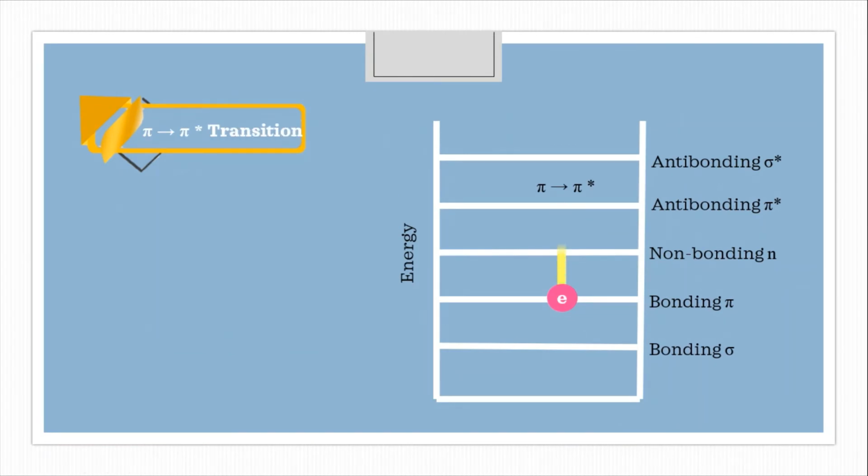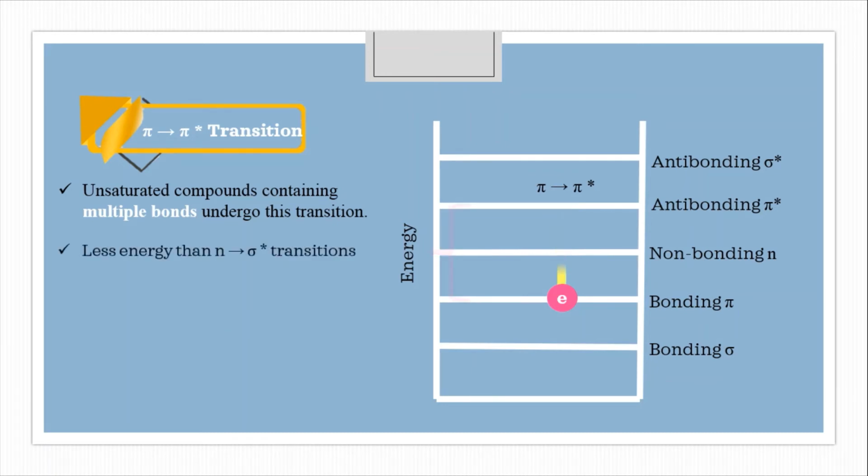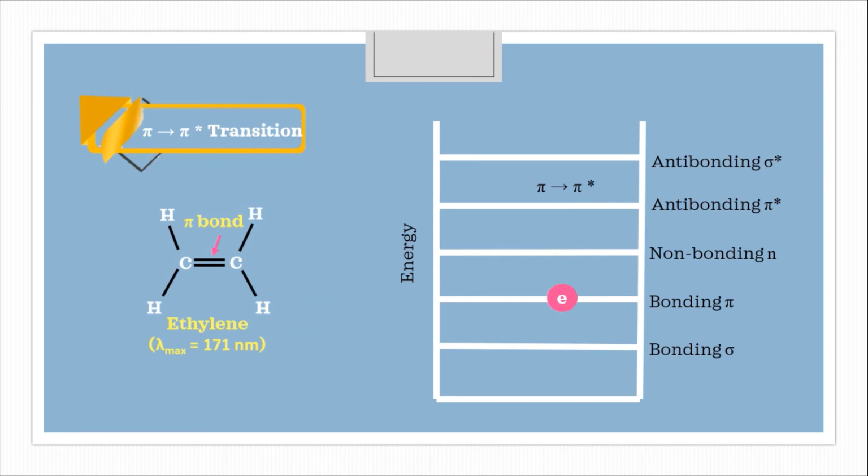Pi to pi star transition. Compounds containing multiple bonds like alkenes, alkynes, carbonyl, nitriles, and aromatic compounds undergo this transition. Absorption maximum for this transition occurs in the range of 160 to 190 nanometer. For example, ethylene undergoes pi to pi star transition at 171 nanometer due to the presence of a double bond in its structure.